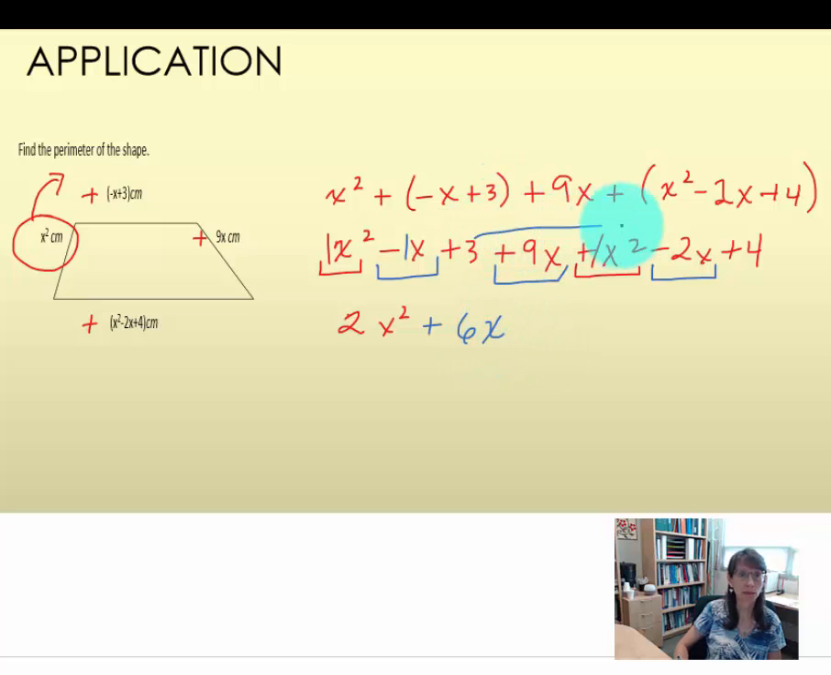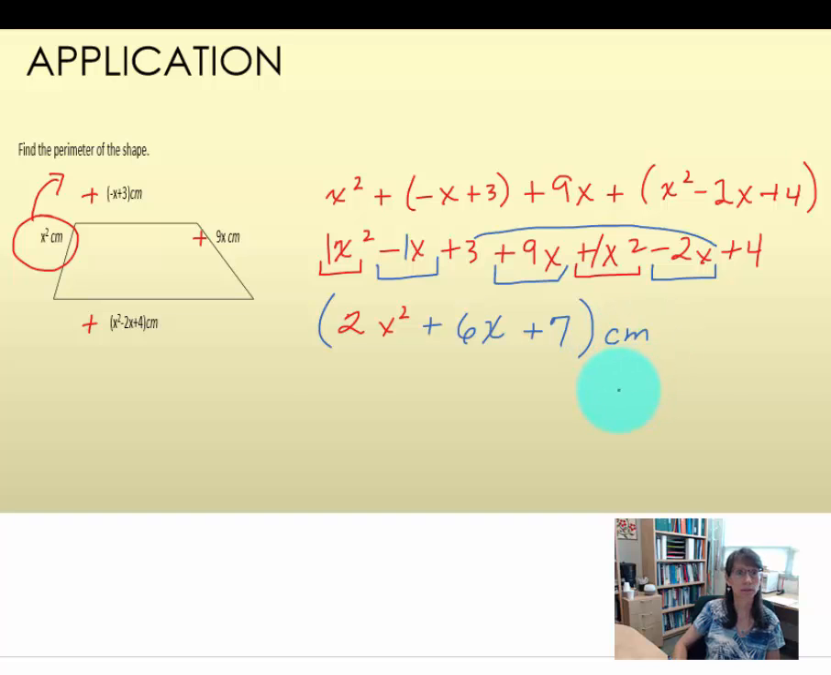And finally, 3 plus 4 make positive 7. So you can see 2x squared plus 6x plus 7 is written from the highest to the lowest power. And since they give us the units in centimeters, this whole answer would be in the units of centimeters for the perimeter.